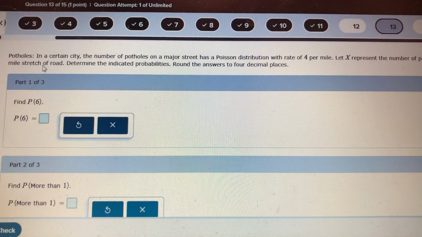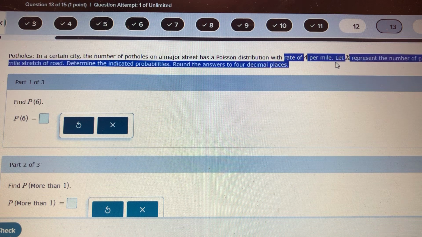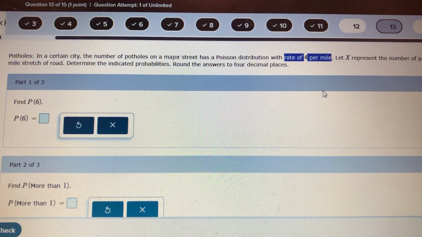Okay, see, this is better here, how it's worded like this. The number of potholes on a major street has a Poisson with a rate of 4 per mile. That's what I was looking for right there. 4 per mile. The question may or may not be about a mile. See how they changed this to 2 miles in the question here. X represents the number of potholes in a 2-mile stretch. So sometimes the number they quote you gets changed because the units change.